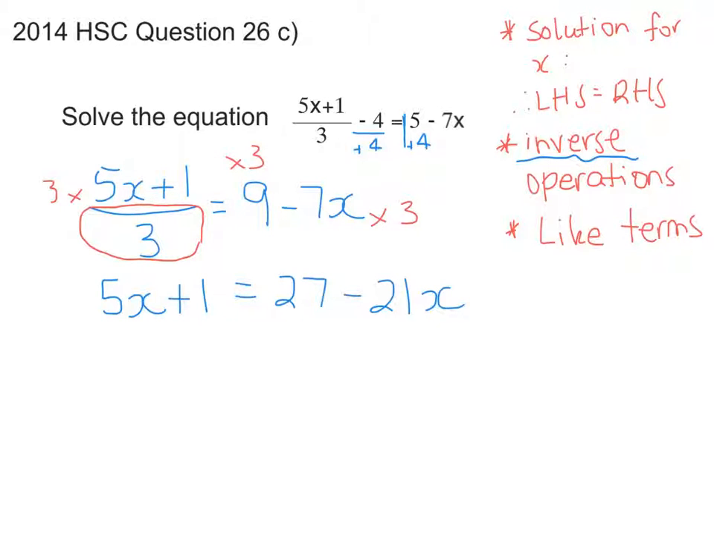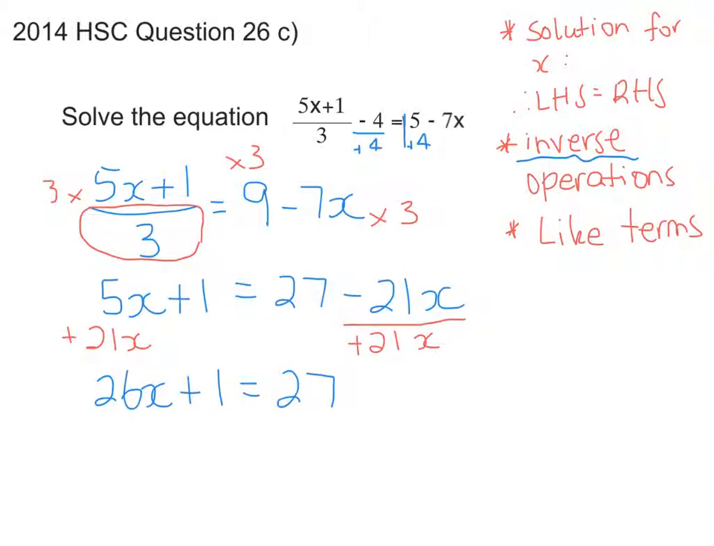We need to move the negative 21x as it's an x term sitting on the wrong side. Again, we'll use the inverse operation, so we'll add 21x to both sides to keep our equation balanced. And again, you must remember to use your like terms here. You can only add the x values together. So 5x plus 21x gives me 26x plus 1 on the left-hand side, and 27 left over on the right-hand side.